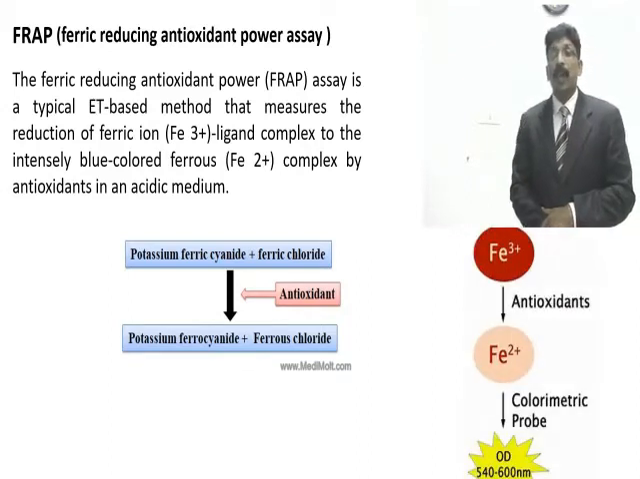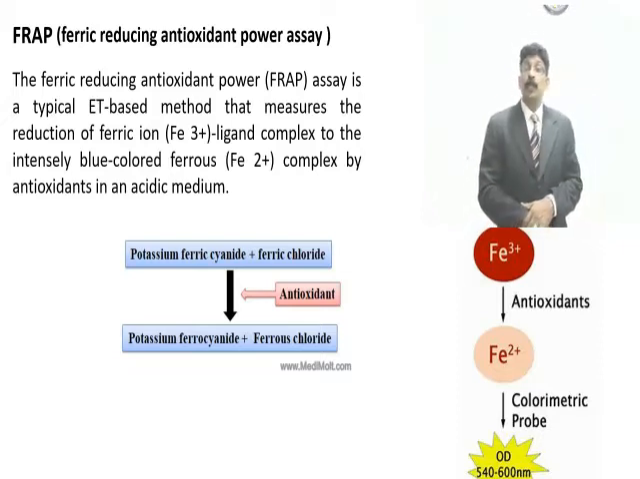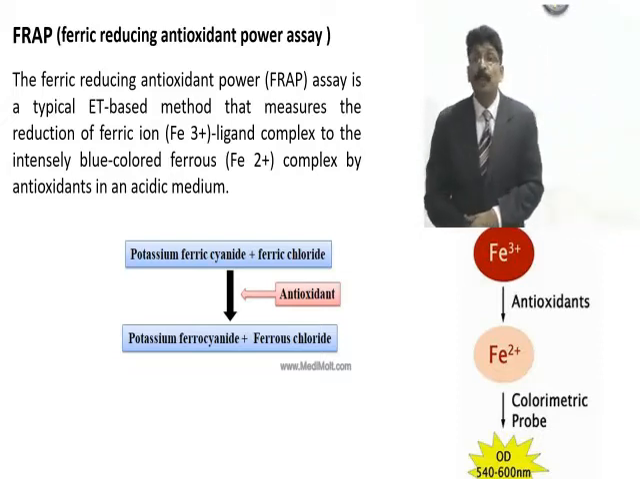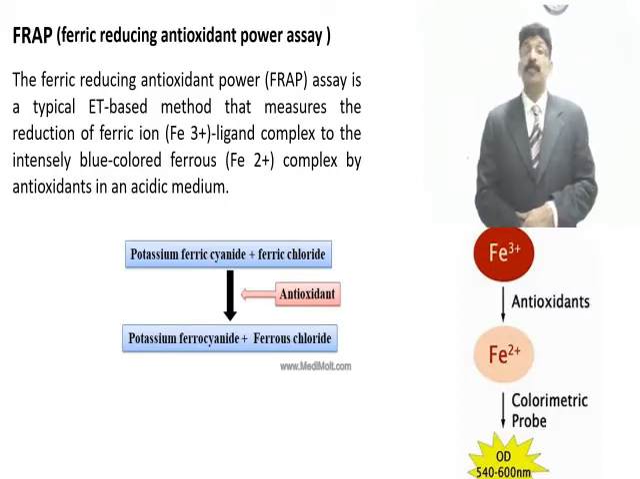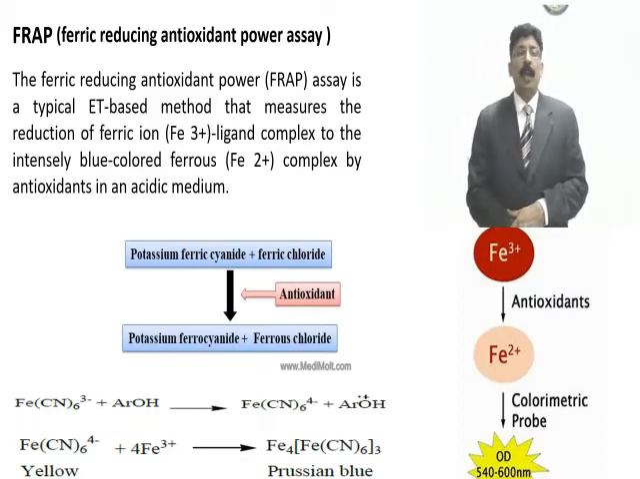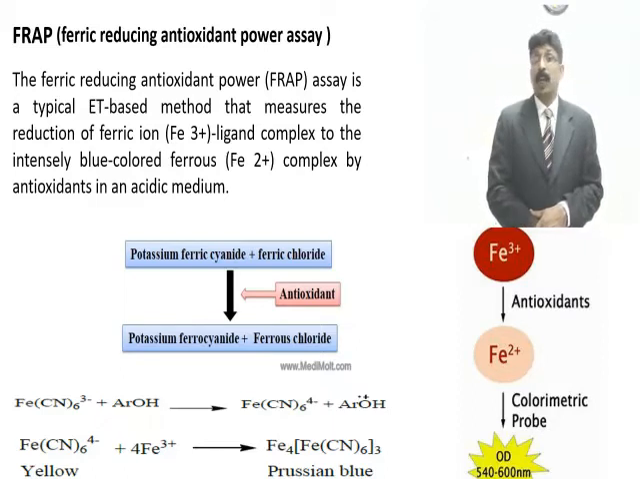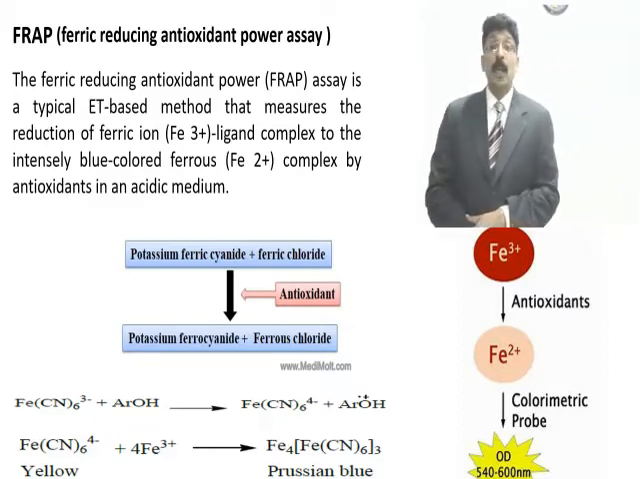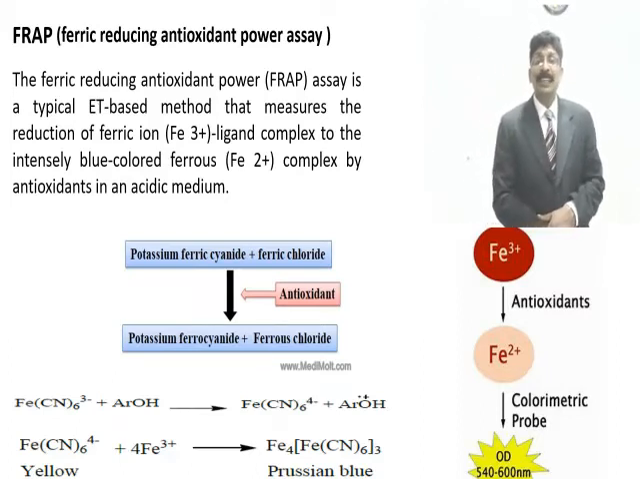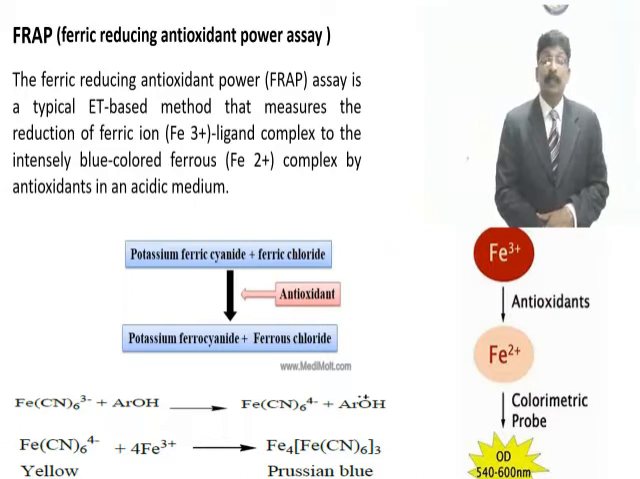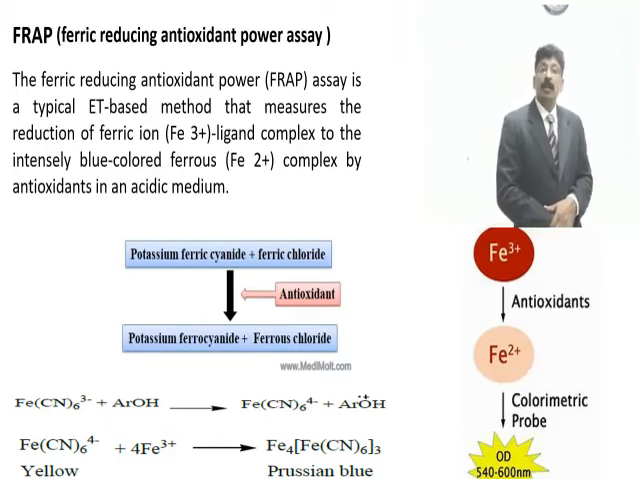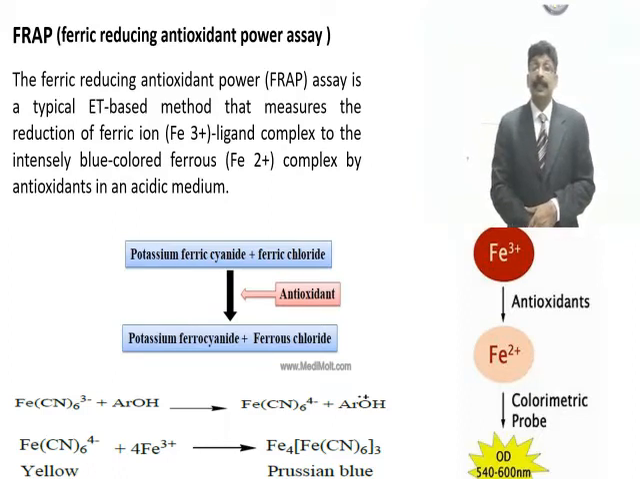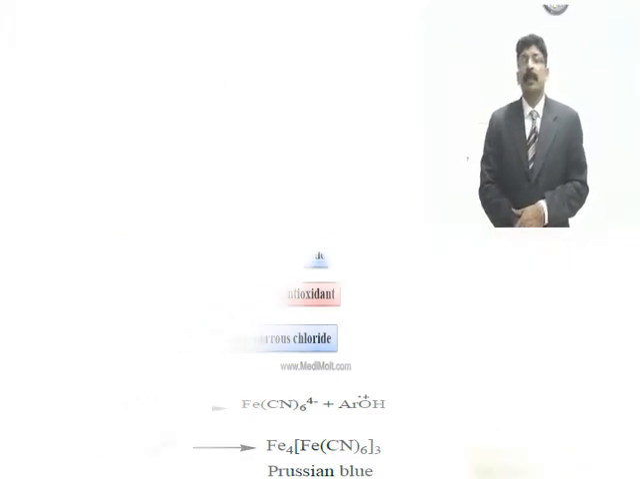So Fe3+ is reduced to Fe2+, measured by a colorimetric probe at 540 to 600 nanometers, which we have identified. Ferricyanide with an aromatic OH is reduced, and the ferric becomes ferrous, which appears blue, as can be seen in Fe3 and Fe(CN)6. So this is the reaction which I have shown.